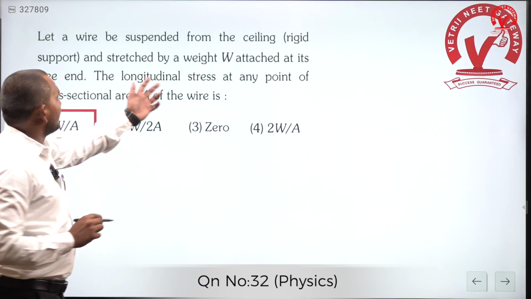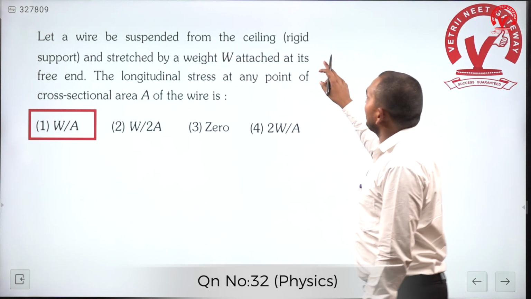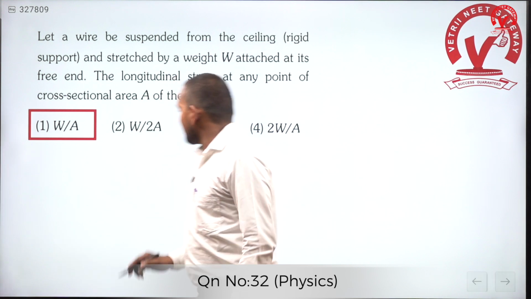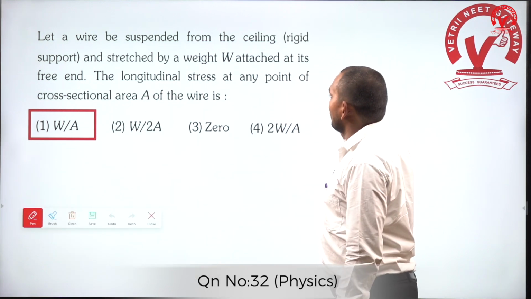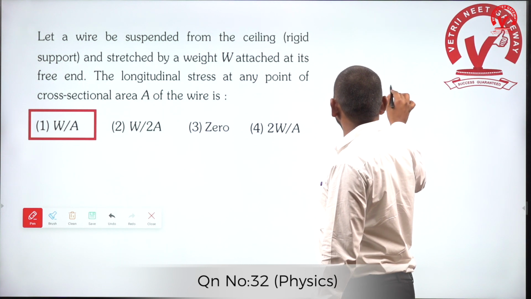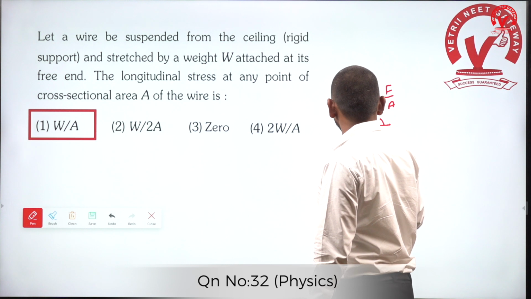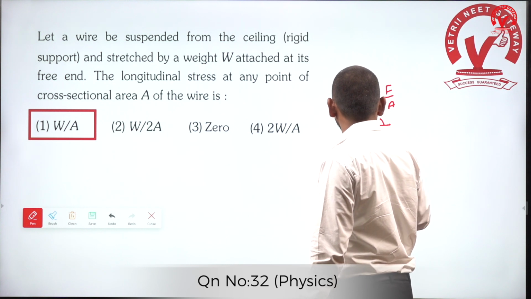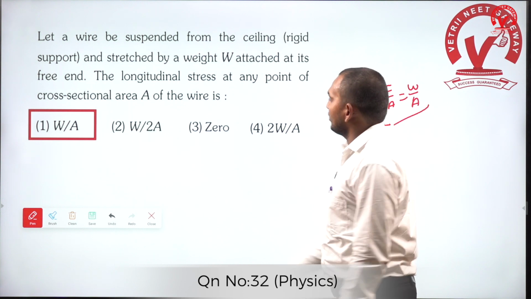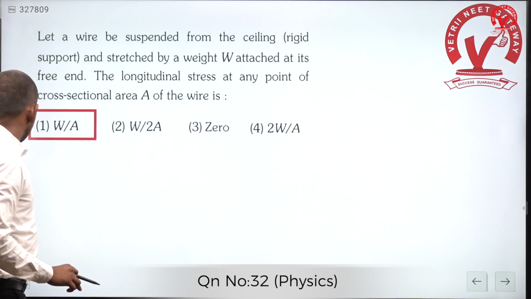Next, direct question they are asking: a wire is suspended from a ceiling rigid support, you know stress is equal to, direct formula, longitudinal stress is equal to force by area. When a rigid support is there, weight W is there, then W by A, direct answer, W by A. This one also is a direct, easy question.